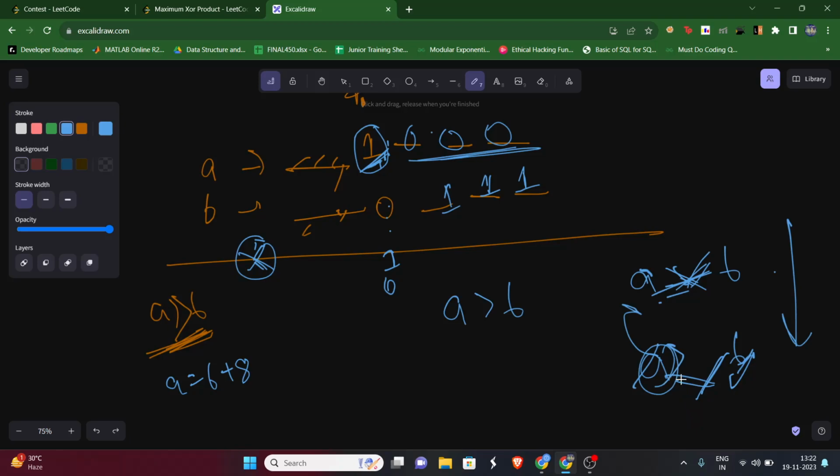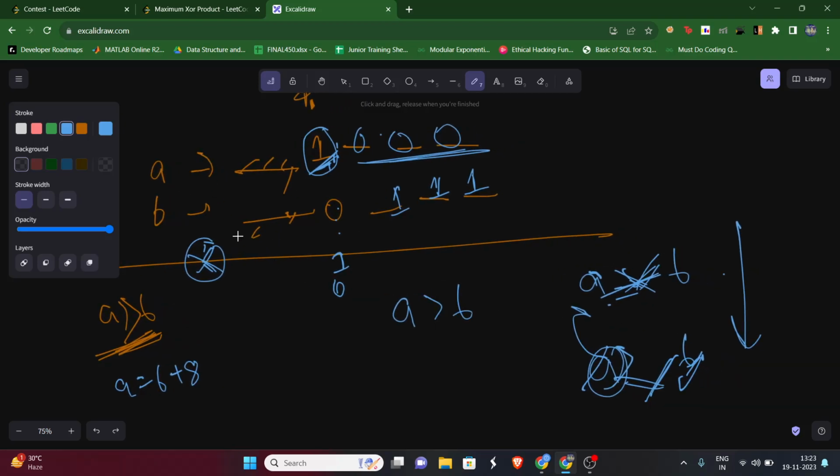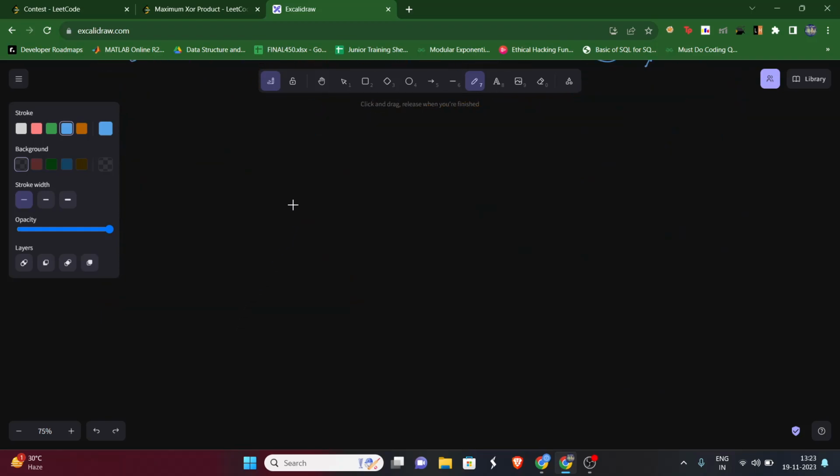So whoever is minimum, we will set this bit in that value. If b is minimum over here, we'll set this one in b, and we'll unset this a. Now again we'll check: maybe now a is smaller as compared to b, so we'll exchange the values. Now let me explain.